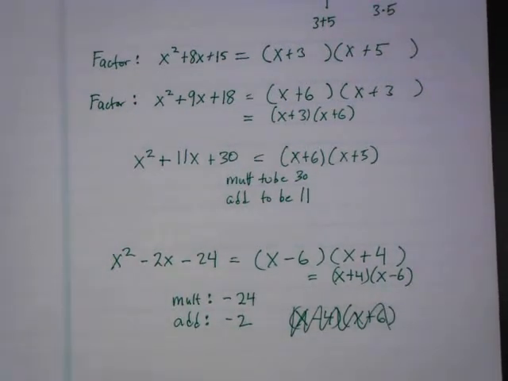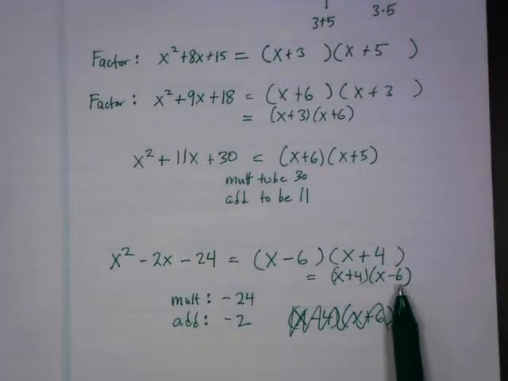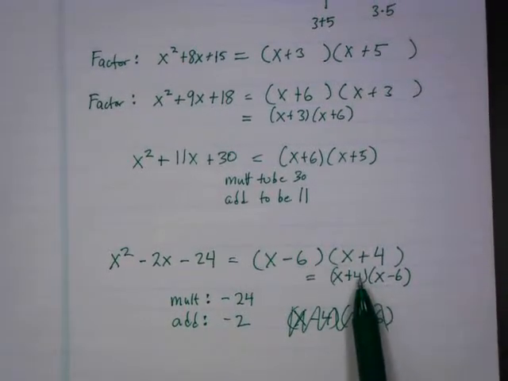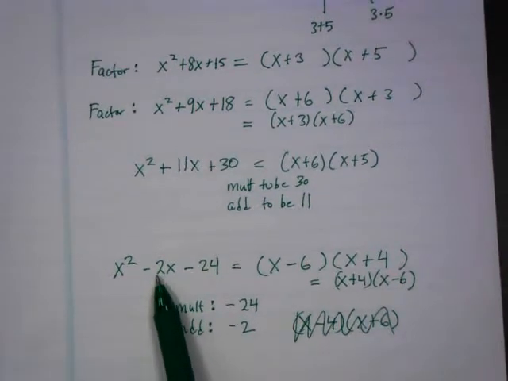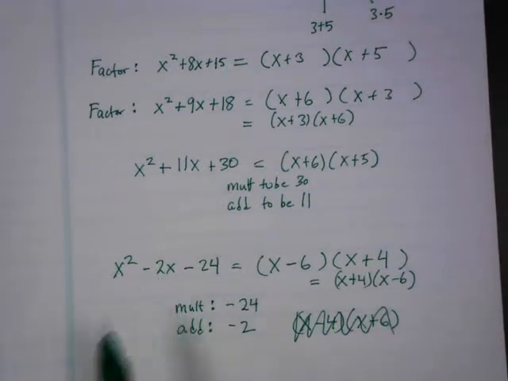So even if it doesn't matter, if one's a minus, one's a plus, you can still put them in whatever order. Correct. The order doesn't matter. What matters is the 6 has to be the one with the minus sign, because I need a negative 6 and a positive 4 to get that negative 2. That's what matters. The signs matter. Questions on that?